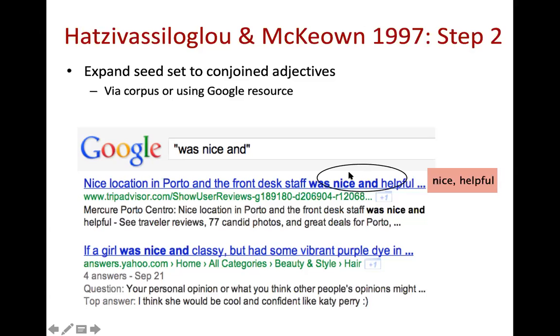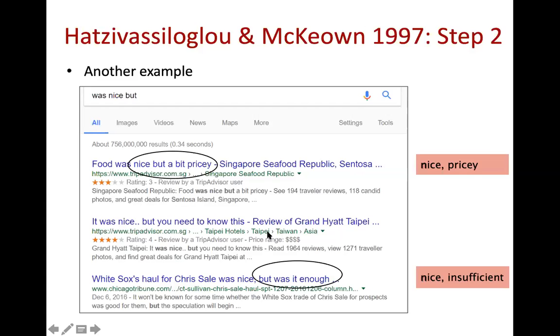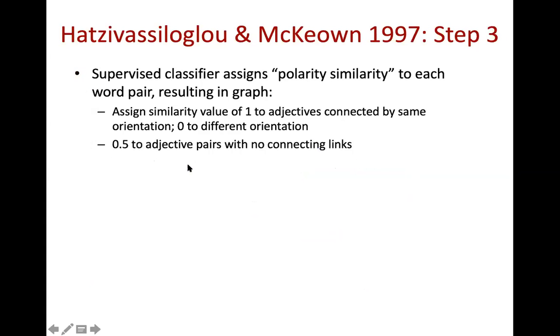It'll be actually quite innovative for you. So "nice and helpful," "nice and classy," and then "classy" and "helpful" can be added into your lexicon. As another example, "nice but a bit pricey": "pricey" can be added as a negative word inside your lexicon. Then you can have a supervised classifier that assigns polarity similarity to each word pair, resulting in a graph, and assigns a similarity value of 1 to adjectives connected by the same orientation, 0 to different orientation, and 0.5 to adjective pairs with no connecting links, right?